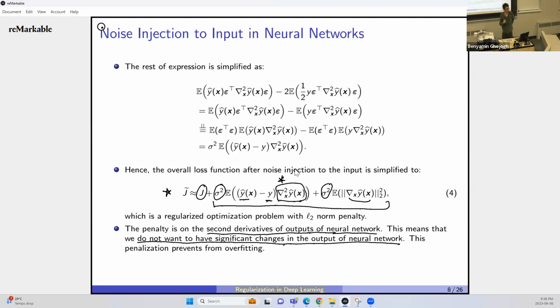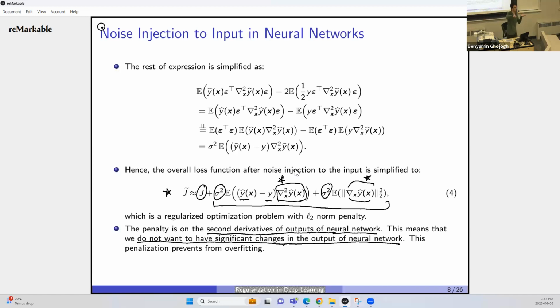Let's interpret that. This J is not regularized. The rest of the terms are regularization terms, okay? Now, I have considered these two: the derivative of Y hat of X and the second derivative of Y hat of X. What does it mean? What is a derivative? It means how much change I have. So when I penalize that, it means that I don't want to have much change. If I change the input X a bit, I don't want the output of the neural network to change hugely.